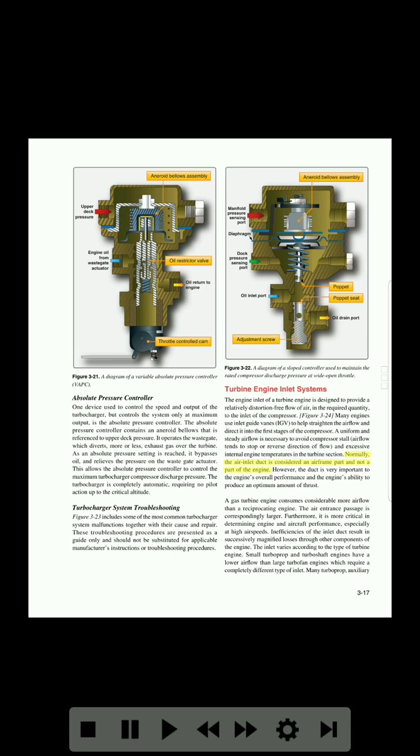Normally, the air inlet duct is considered an airframe part, and not a part of the engine. However, the duct is very important to the engine's overall performance and the engine's ability to produce an optimum amount of thrust. A gas turbine engine consumes considerably more airflow than a reciprocating engine. The air entrance passage is correspondingly larger. Furthermore, it is more critical in determining engine and aircraft performance, especially at high airspeeds. Inefficiencies of the inlet duct result in successively magnified losses through other components of the engine. The inlet varies according to the type of turbine engine.